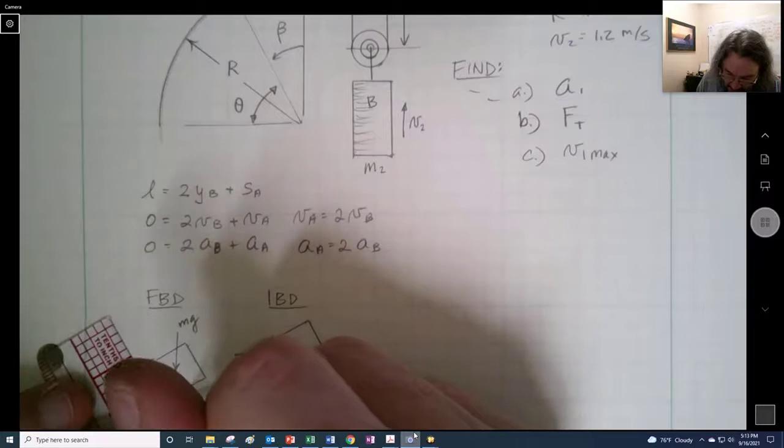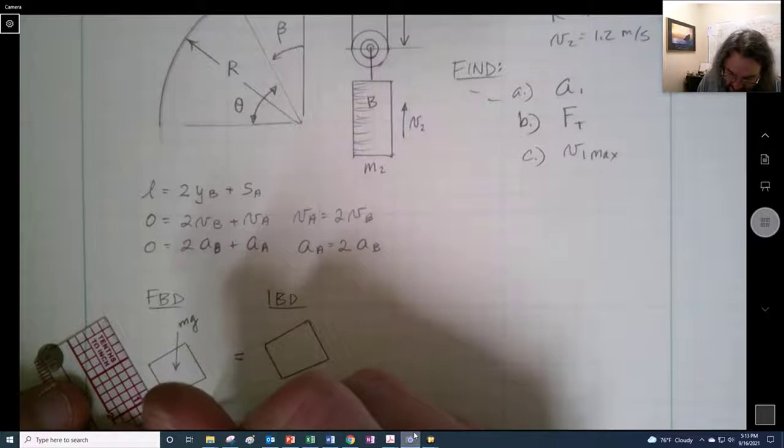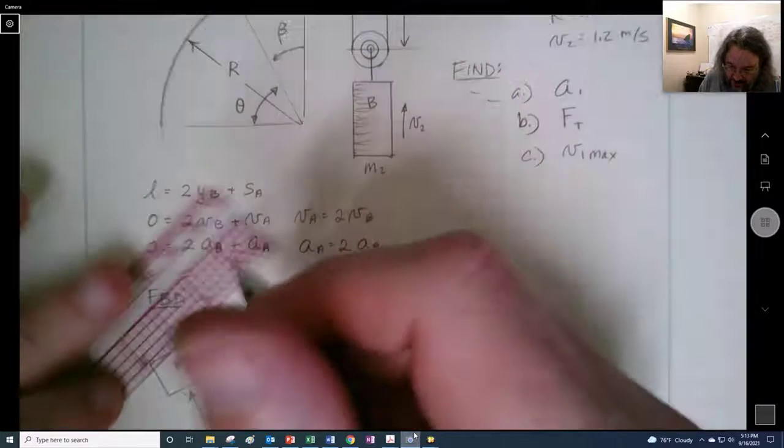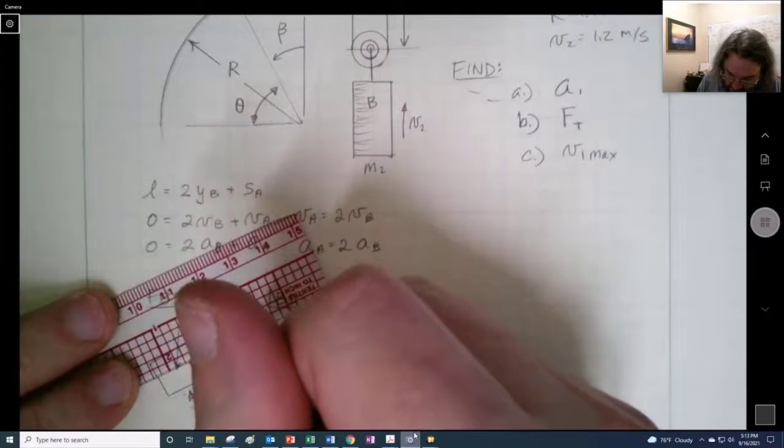Okay, so we're going to put the normal force in here. Fn is going to be right up against there. Are there any other forces? Yeah, sure is. There's going to be a cable tension.